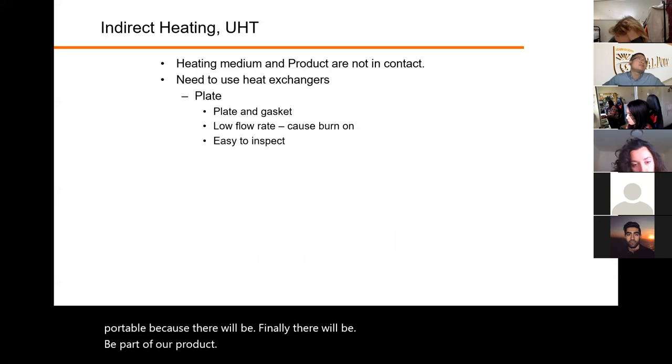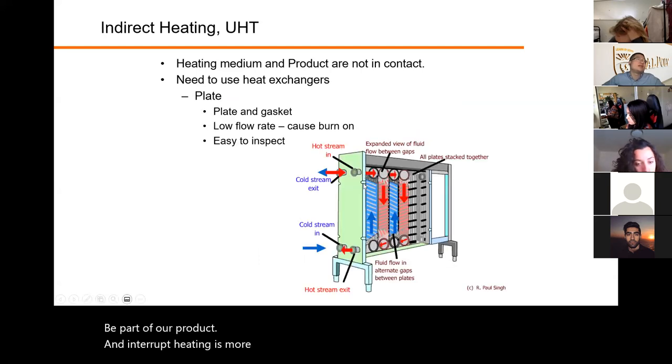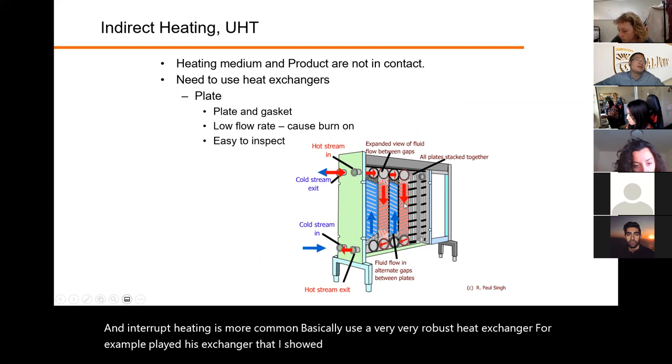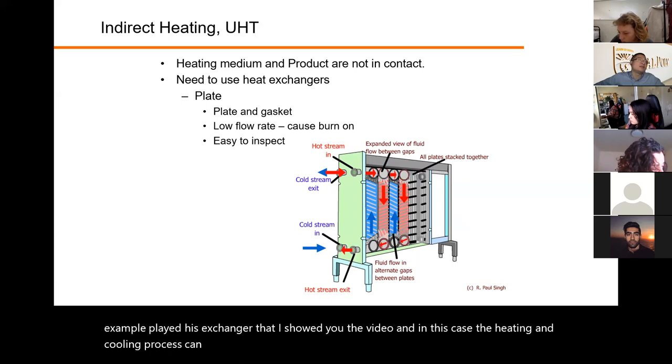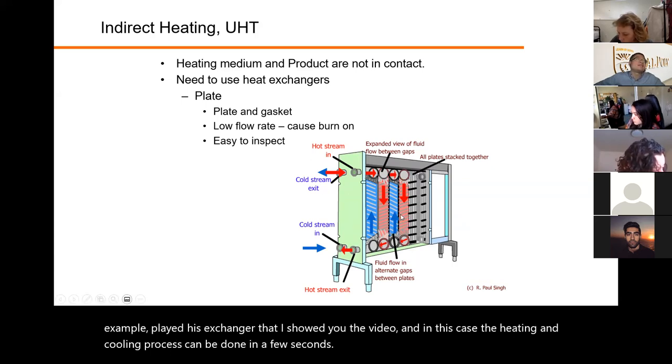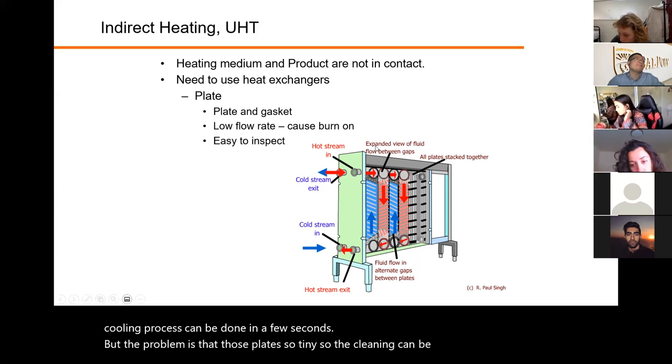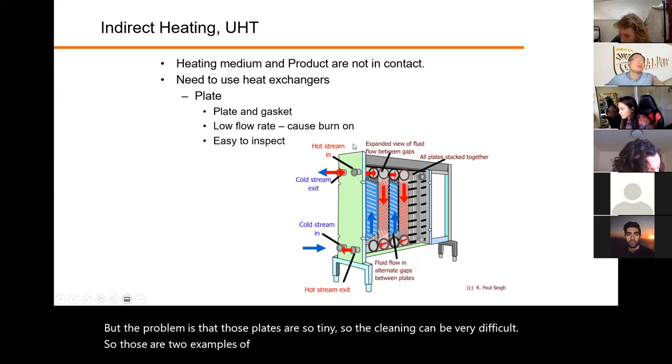And indirect heating is more common. Basically, you use a very robust heat exchanger, for example, the plate heat exchanger that I showed you in the video. In this case, the heating and the cooling process can be done in a few seconds. Okay. But the problem is that those plates are so tiny, so the cleaning can be very difficult. So those are two examples of how to quickly heat up or cool down in a UHT process.